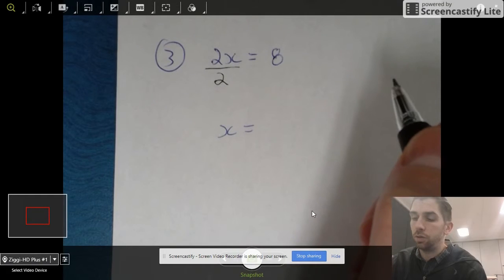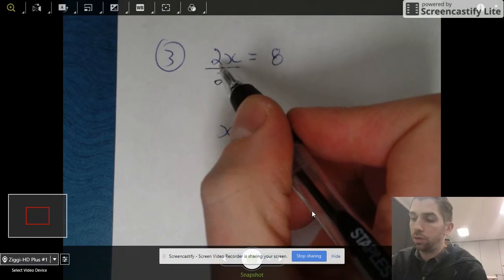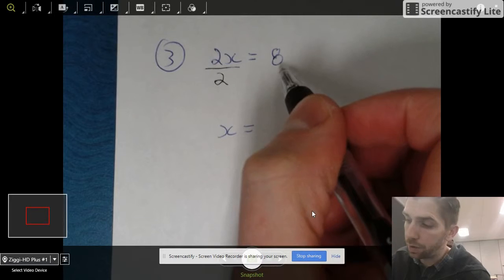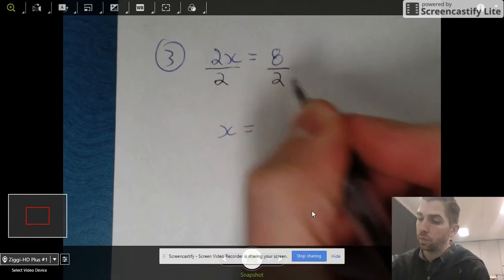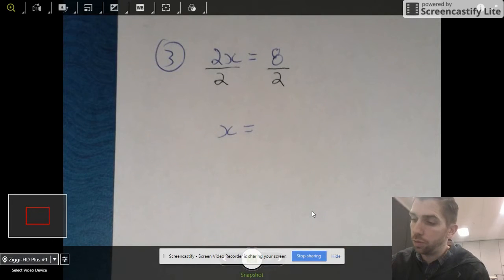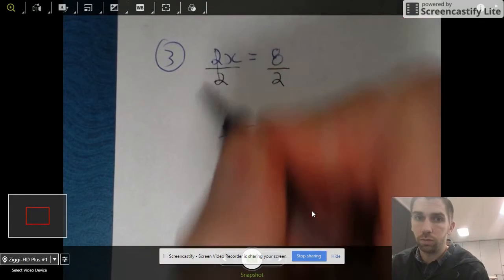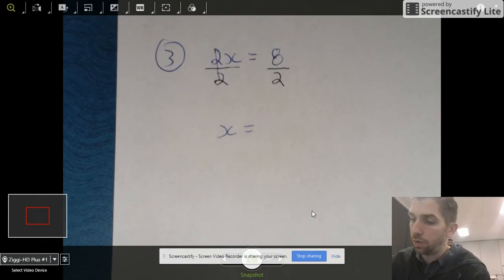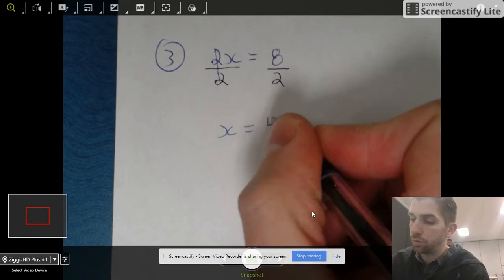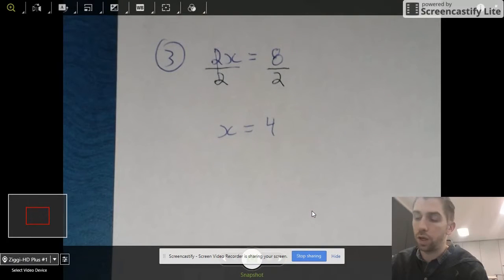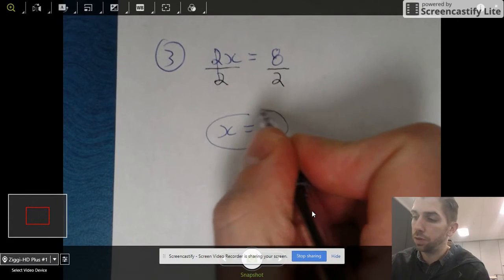Anything I do to one side of the equation, I have to do to the other side of the equation to keep it balanced. So I'd go 8 divided by 2. 2 divided by 2 gives you 1. 8 divided by 2 gives you 4. All right, so x equals 4. I'll circle my answer. I didn't circle my answers on the previous ones.